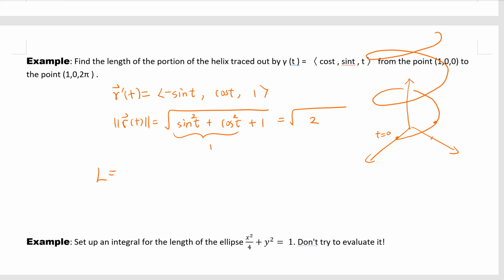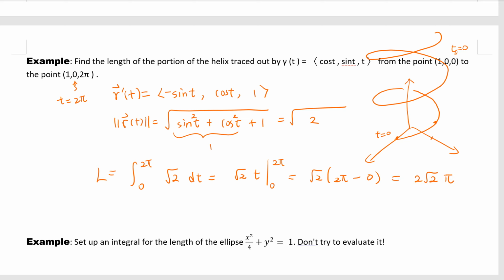Well, then the length is the integral. So for the point 1, 0, 0, that corresponds to t equals 0. For the point 1, 0, 2 pi, that corresponds to t equals 2 pi. So we evaluate the integral from t equals 0 to 2 pi of our speed. Speed is square root of 2. Well, the integral of a constant function is just square root of 2 times t, evaluated from 0 to 2 pi. Which means we plug in 2 pi first, subtract what we get when we plug in 0. So we have 2 root 2 pi as our final answer.